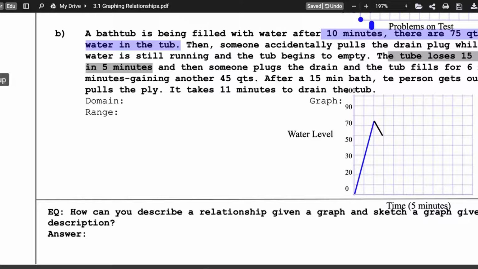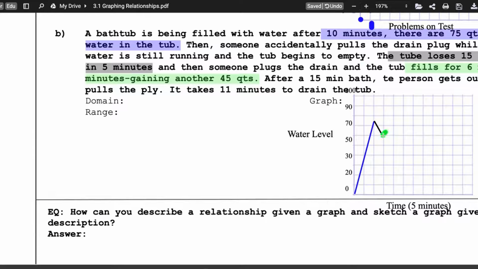So again, let's highlight that so we can see it. We'll do that in green. So they fill for 6 more minutes, gaining 45 quarts. So this is again increasing. So it's going to go up.